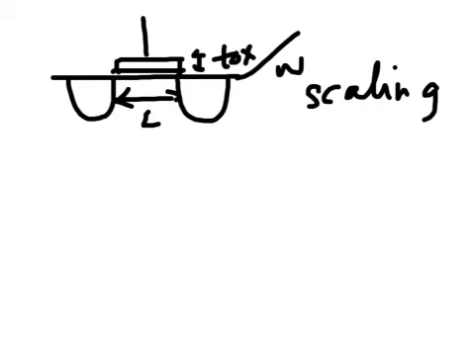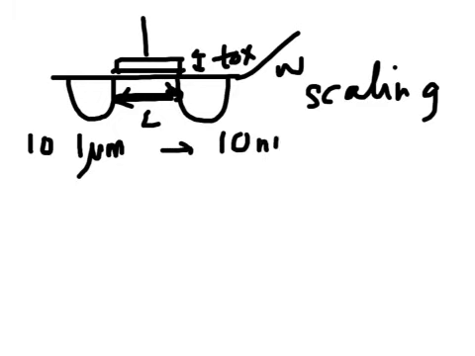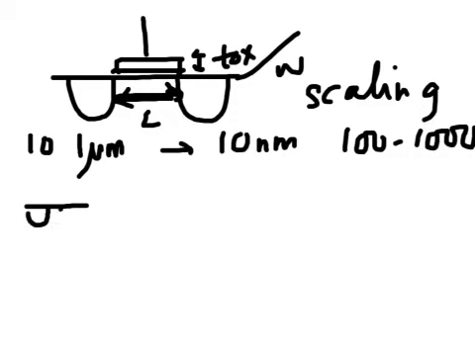In the 80s and 90s, 10 or 1 micron gate lengths, transistor lengths, channel lengths were common, and today this has dropped down to roughly around 10 nanometers. You can see this is anywhere from a factor of 100 to a factor of 1,000. And as a result of these changes in transistor length, you now have a really short transistor with a really short channel length.